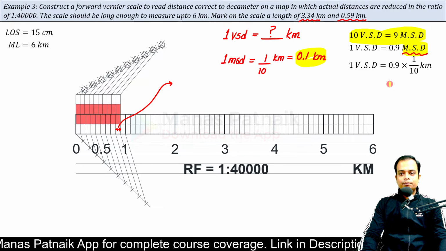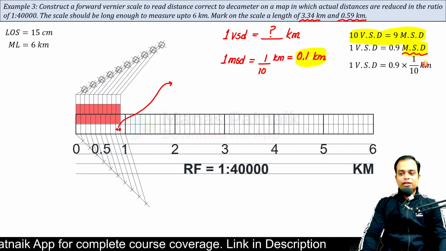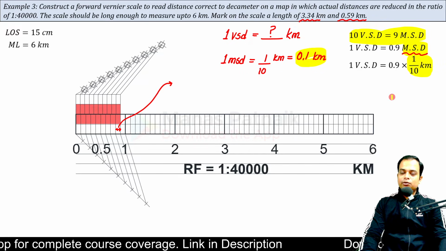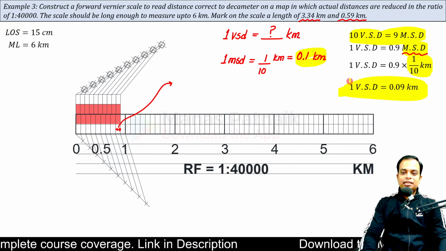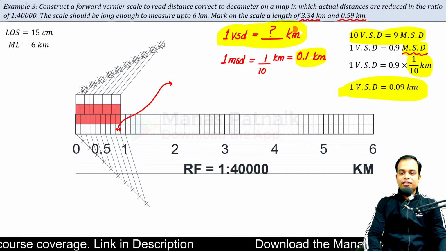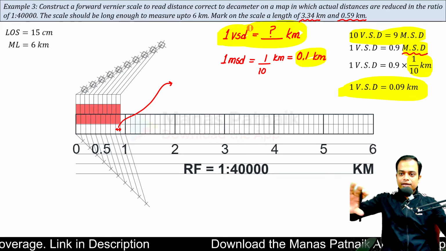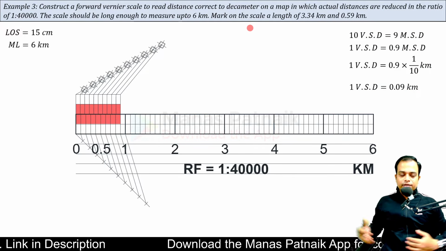Do it. So 0.9 into 0.1 kilometer, this is 0.1 kilometer by the way, is equal to 0.09 kilometers, and that is exactly what we want. 1 VSD in kilometers. Done. Let me erase.